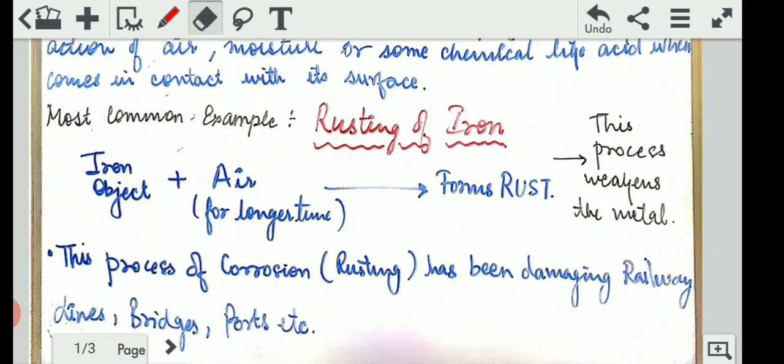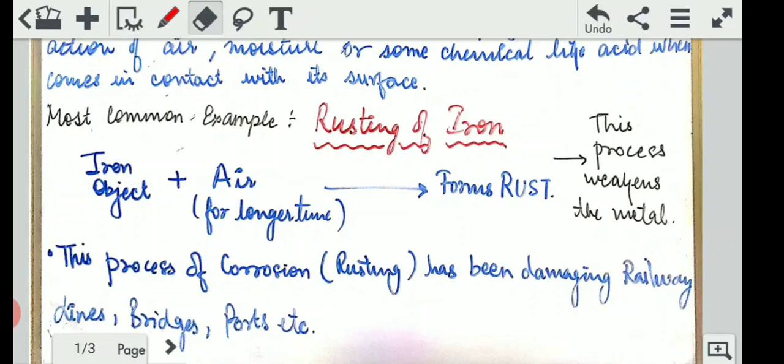Anything which gets eaten up within a span, that means its actual property has been damaged. So iron, though being a very strong material, when it reacts with oxygen and forms this rust, it gets a little weakened. वो थोड़ा कम पावरफुल हो जाता है, जिसकी वजह से it tends to get damaged easily.